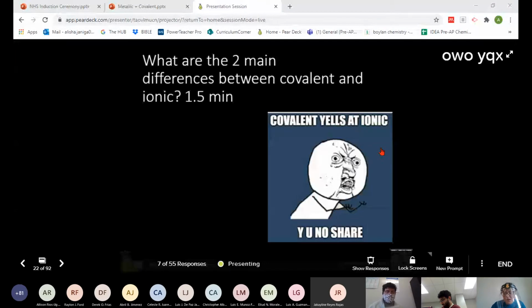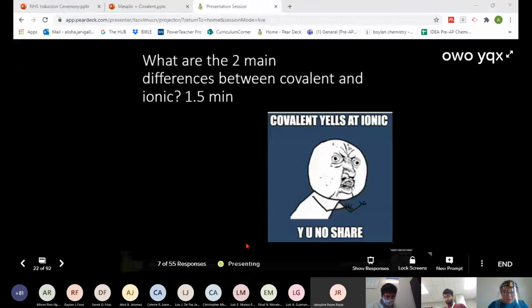So if you forgot, the covalent share electrons, the ionic don't. One of them deals with metals and nonmetals. The other one is nonmetals and nonmetals. If you're trying to figure out the second difference. Dang, Celeste, I should have called on you this time instead of the other time. Another good answer. There you go, Jose. That looks better. Chris, I don't know what you're talking about there. Looks good, Amy.